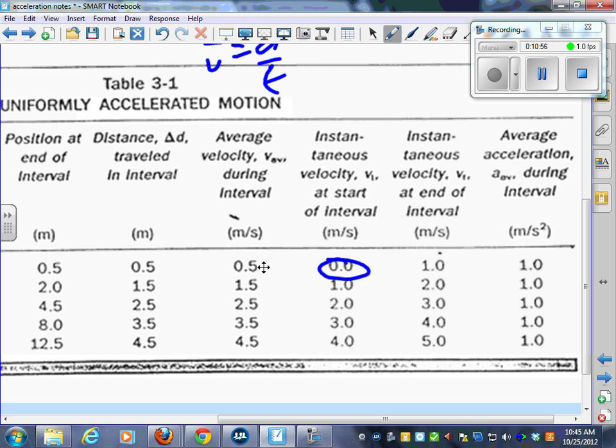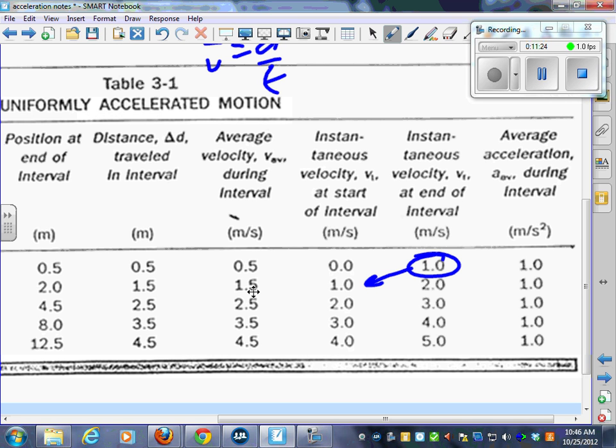If I'm averaging 0.5 and I start at 0, how fast do I have to be going at the end? I've got to be going 1 meter per second, right? Because the average of 0 and 1 is, what's the average of 0 and 1? 0.5. Okay. We've established that I'm going 1 at the end of that interval, which means at the start of the next interval, I have to be going 1.